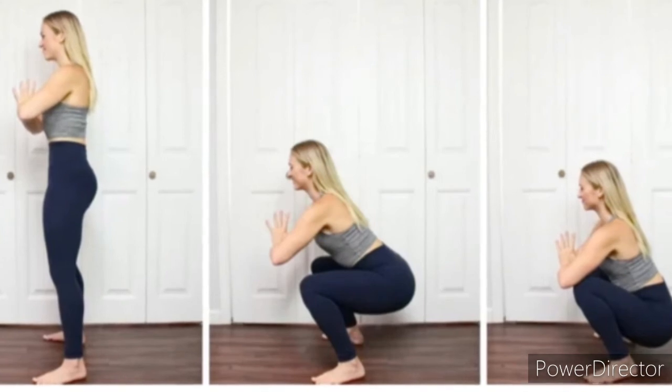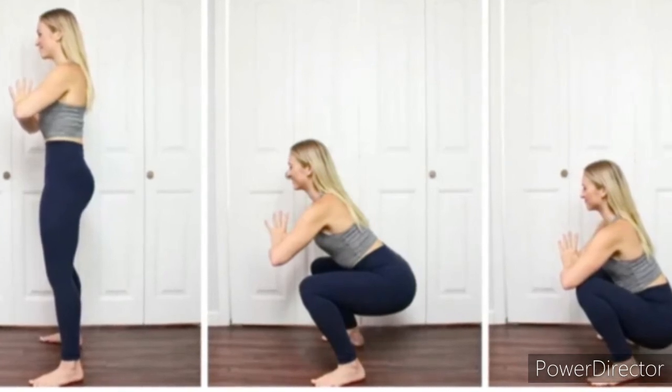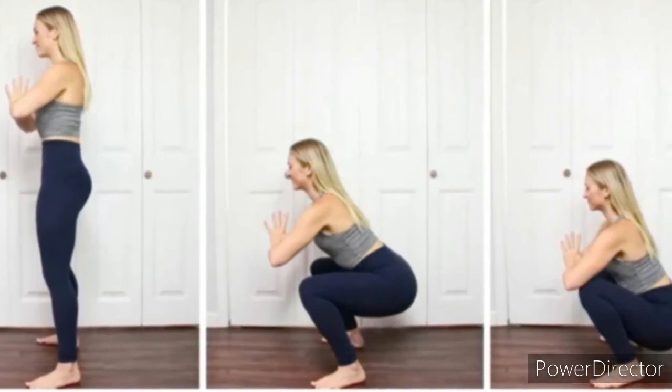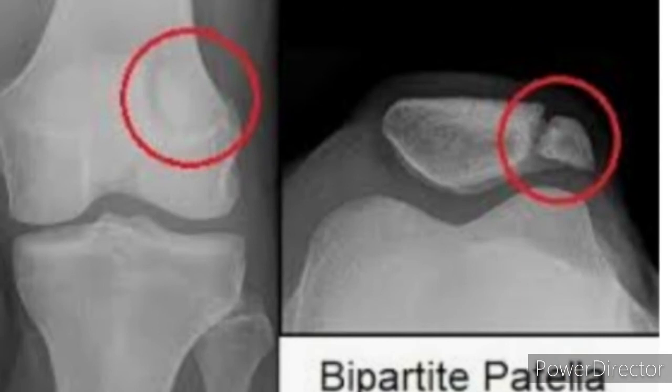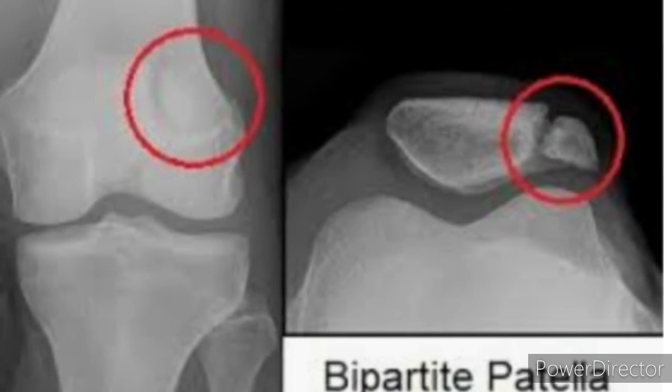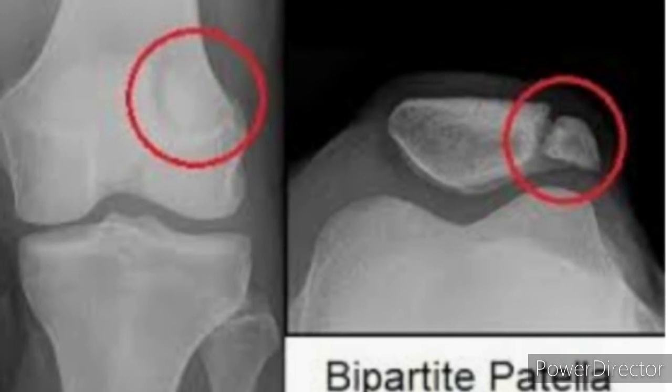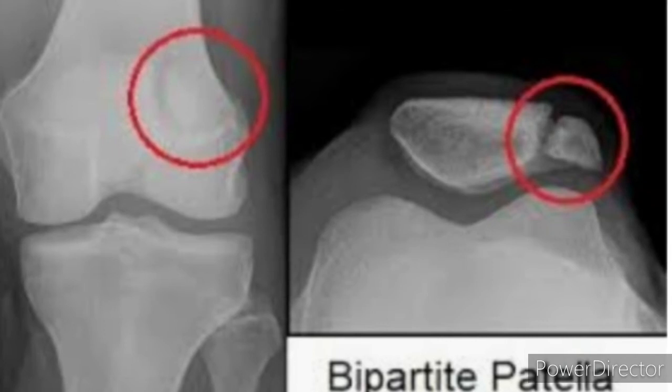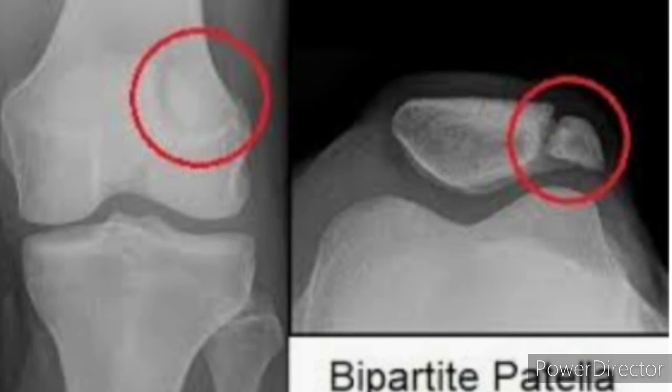So now we will come to the diagnosis. Most of the time the condition is seen on the x-ray of the knee joint. Sometimes it is mistaken for a fracture of the patella, but since the problem usually affects both knees, an x-ray of the other knee showing the same condition can confirm the diagnosis.